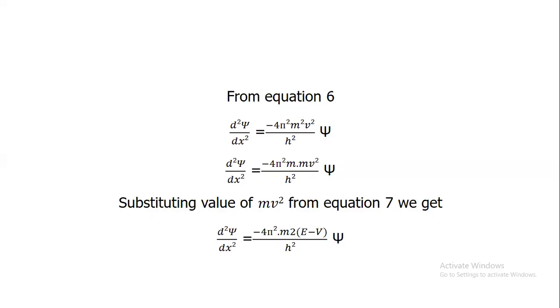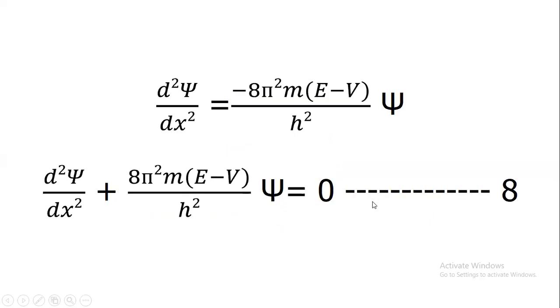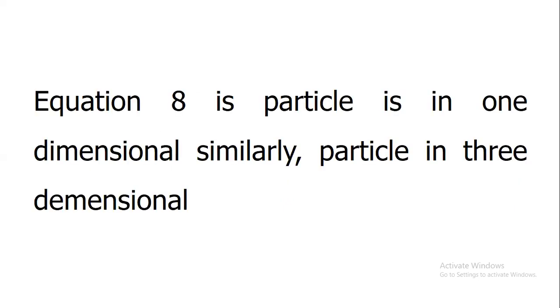Substituting the value of mv² from equation 7, we get −4π²m·2(E − V)/h². So d²ψ/dx² = −(8π²m/h²)(E − V)ψ. So again solving, we get d²ψ/dx² + (8π²m/h²)(E − V)ψ = 0, equation 8.